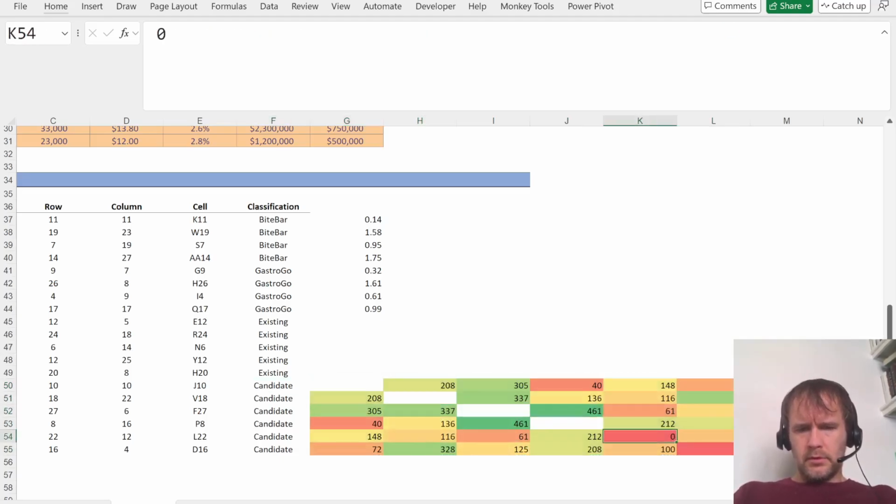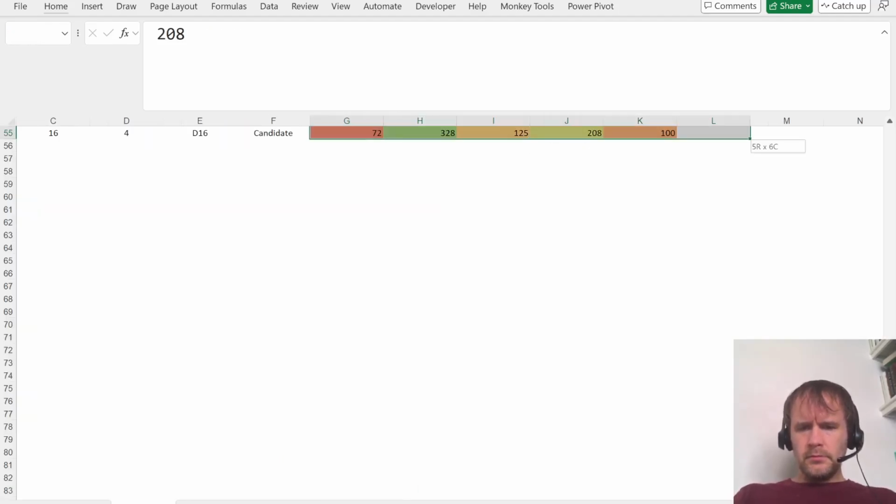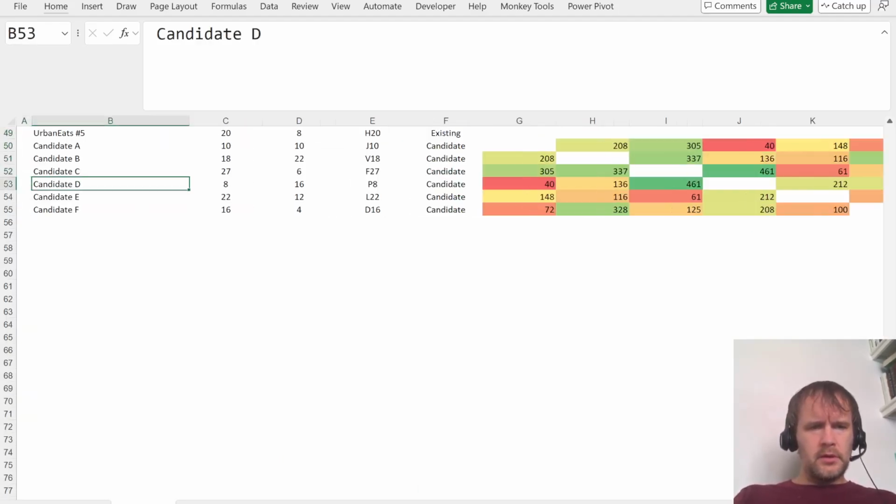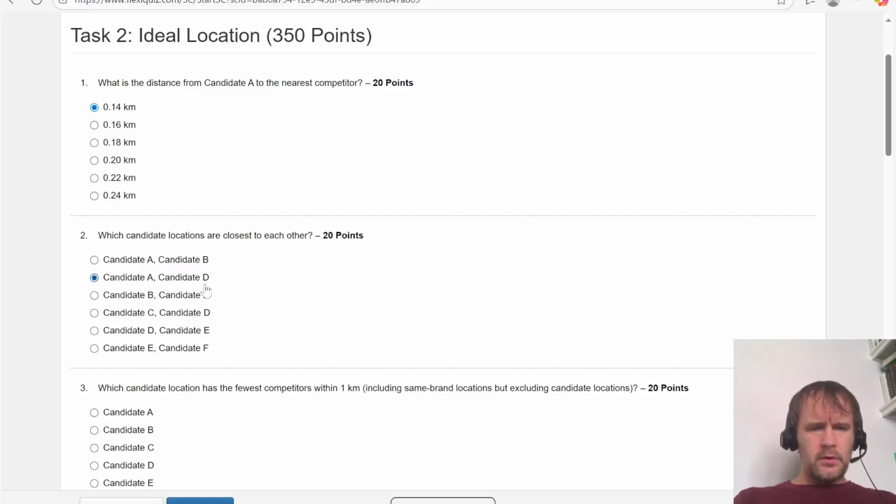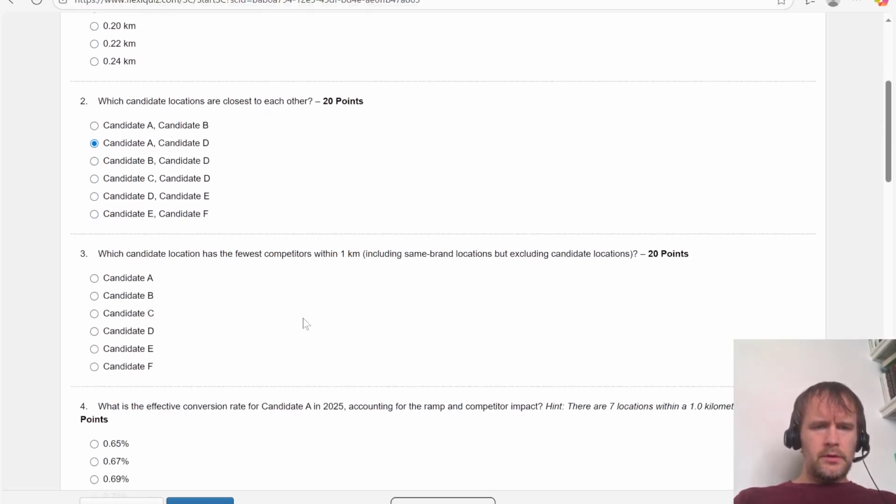Just check. Yes, 40. And that's between candidate A and candidate D. Okay. Candidate location has the fewest competitors within 1 kilometer, including same brand locations but excluding candidate locations.